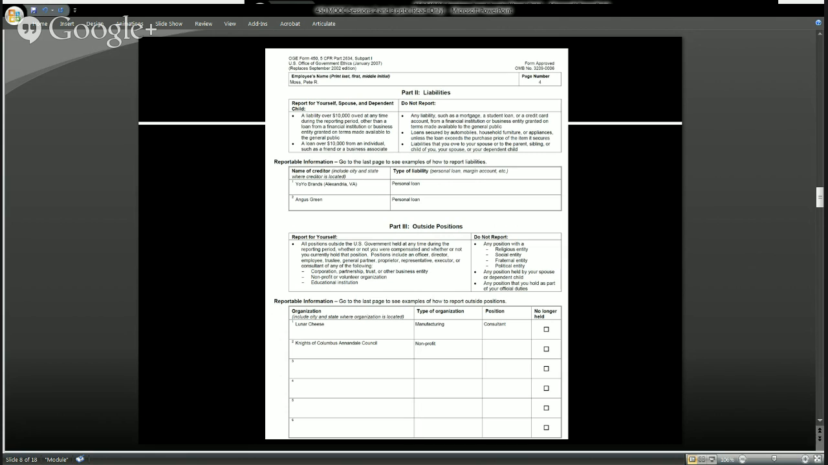So moving on to outside positions. We do have a couple of outside positions reported here, and there are some things we want to keep in mind. One of our supplemental requirements was that there's prior approval for outside activities and employment. And that can be very good for us, or it can be problematic for us.